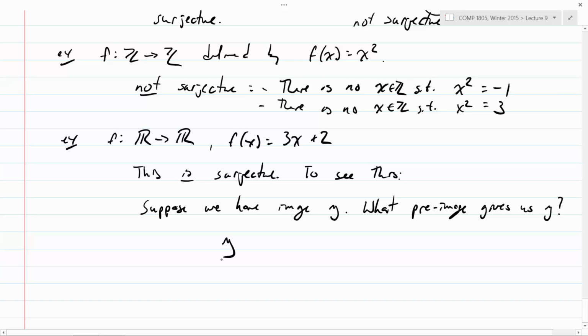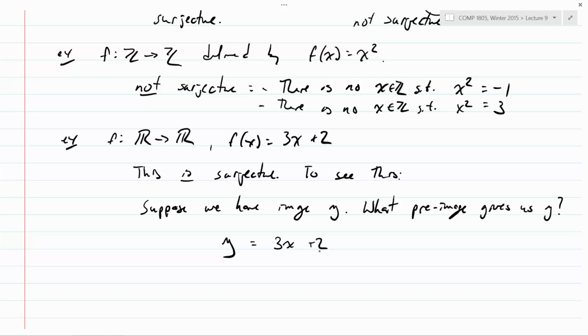So y is the image. What do images look like? Well, they look like 3x plus 2, right? No matter what you get out of this function, it has the form 3 times a number plus 2. It has to. That's the definition of the function. Now we want to find out what we have to plug into the function to give us that. That is the value x, right? The value x is the pre-image we have to put in the function to give us the image y. So if we can solve this for x, then we're done.